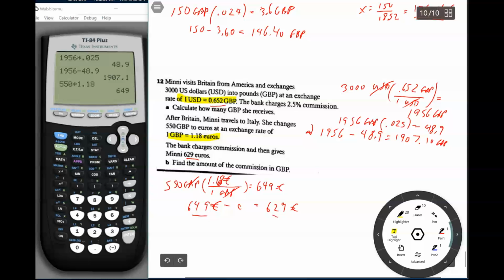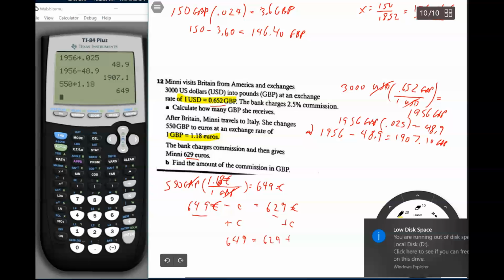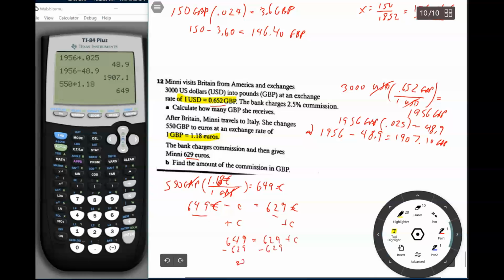But just to show you the algebra, we are going to add C to both sides so that we get a positive C. So one less step. 649 equals 629 plus C. And then I'm going to subtract 629 from both sides. And I'll get 20 equals C. Okay? So the commission is 20 euros. And that's it for the problem set.